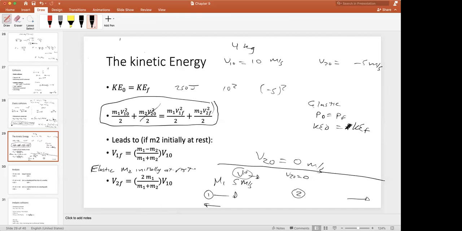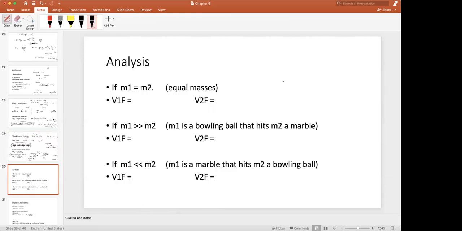So if the question says there's two masses, M1 is initially moving to the right at some speed, M2 is at rest, they collide elastically, you're always looking for this. If you see it's elastic or inelastic, you know immediately you're going to use those equations. But let's look at these a little bit more closely.